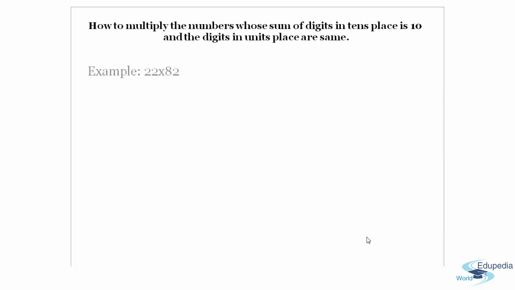The example that I am going to take here is 22 into 82. 22, below that 82, and I am going to place a horizontal bar. As you know, at first we have to check whether the conditions are satisfied or not. First I am checking condition number 1. In the tens place you can observe 2 and 8. If you add these two you get 10. And the digits in the ones place are the same. So we can apply the technique without any problem.